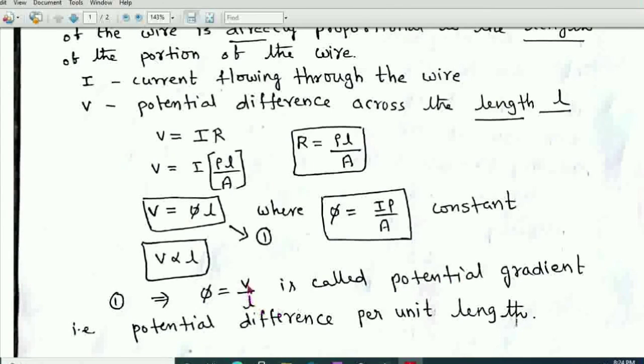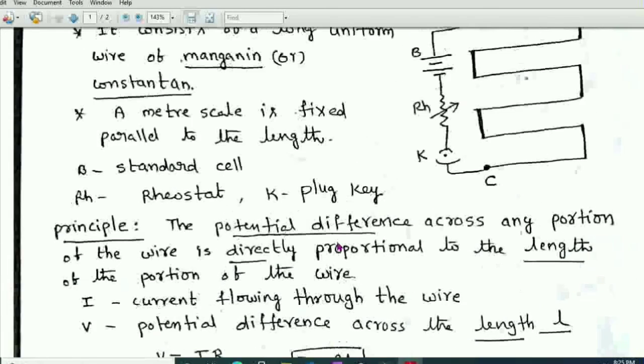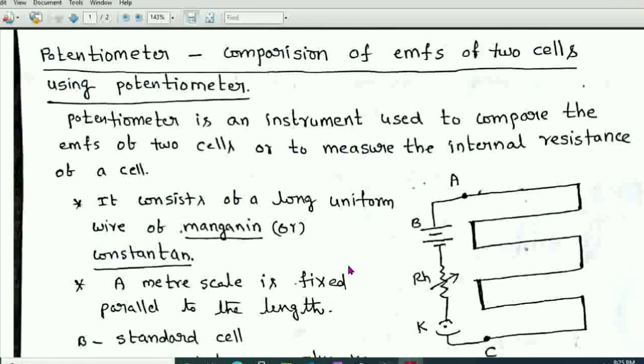Generally it is defined as the potential difference per unit length. V by L, where V is the potential difference and L is the length. So V by L can be defined as the potential difference per unit length, or potential gradient, or potential drop per unit length. That is the principle on which the potentiometer works.